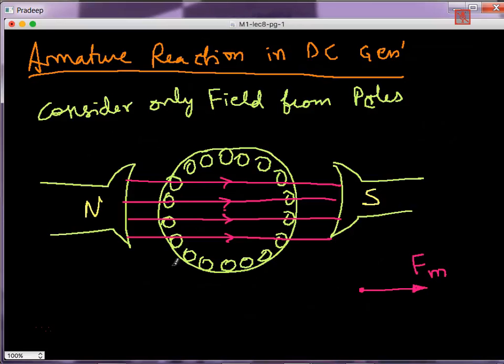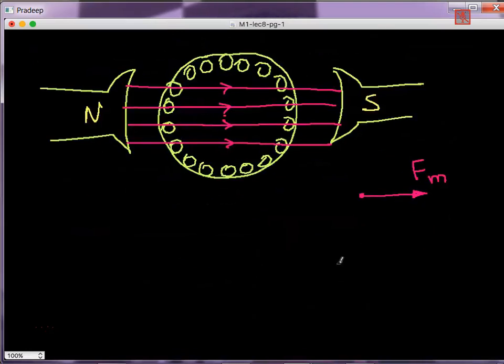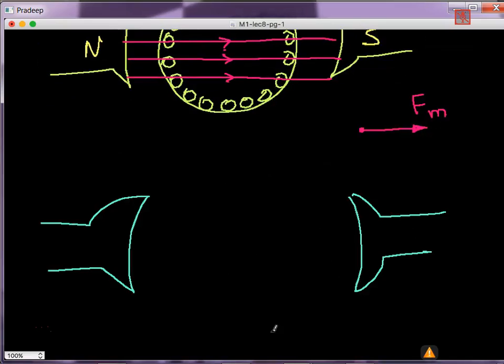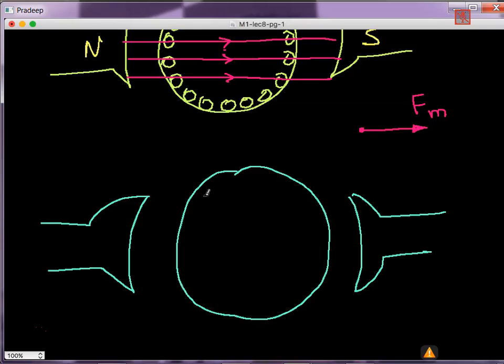Now, what happens in the conductors? In the conductors there is also a current flowing. So let me show that now. Again this is the north pole, again this is the south pole, and again this is the armature. Inside the armature there are conductors.